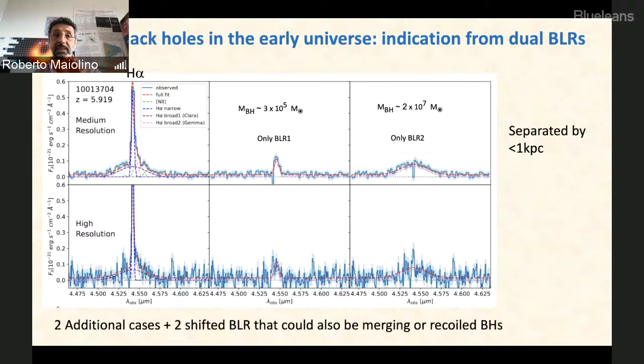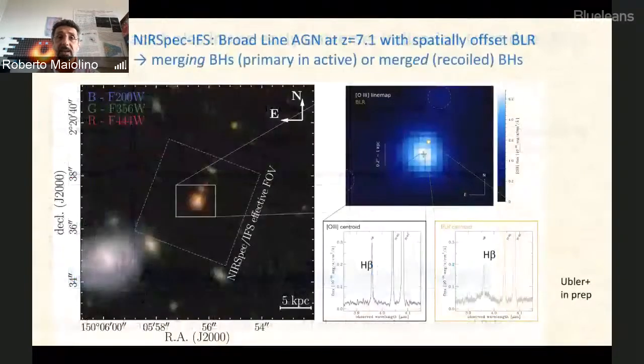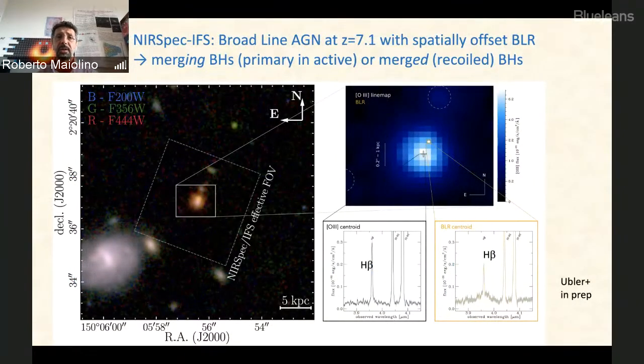These are obtained by integrated spectroscopy in the MSA, but in some cases we also have indication of these possible merging black holes through offset BLRs, as in this case where Hannah Übler is finding clear evidence for a BLR at redshift 7.1, which is offset from the primary galaxy. There is no evidence of a BLR at the peak of the [OIII]. And this could also be a merging black hole where the primary black hole is inactive and only the merging one is active, as expected by some simulations.